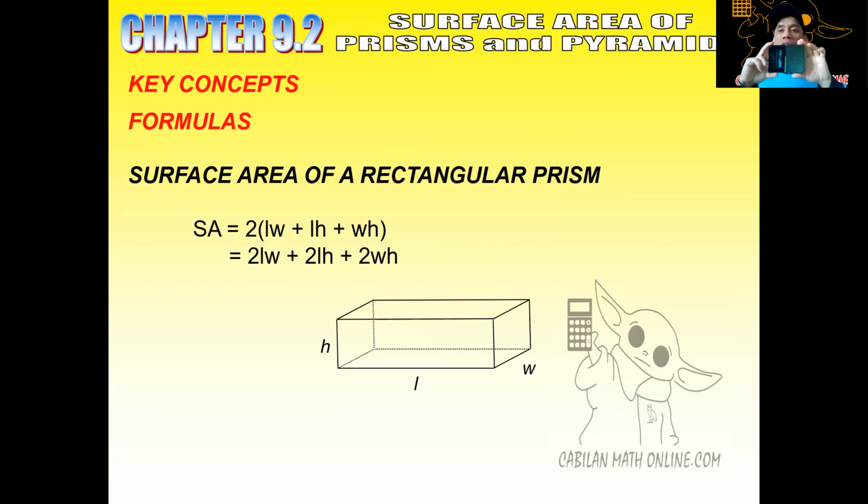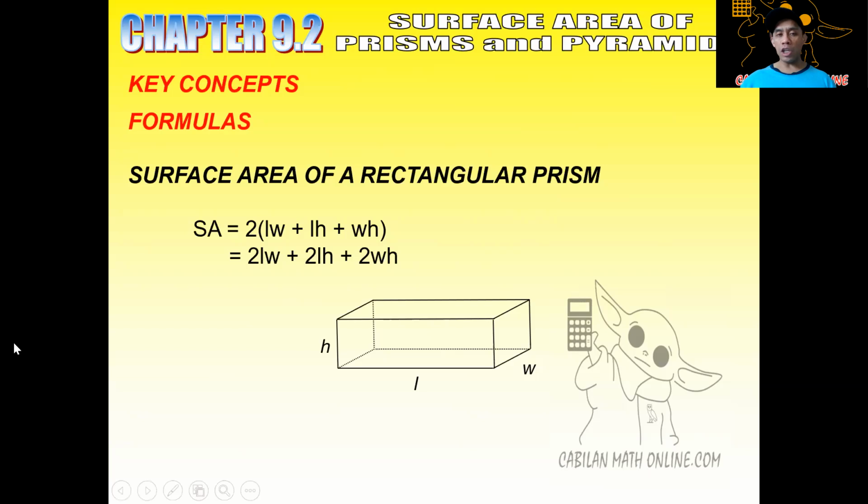So when it comes to the surface area of a rectangular prism, what you would have here are two faces, which are the front and the back. Those would be the same. So those are two faces. Then you have another two faces for the top and the bottom. And then there are another two faces for the two sides here.